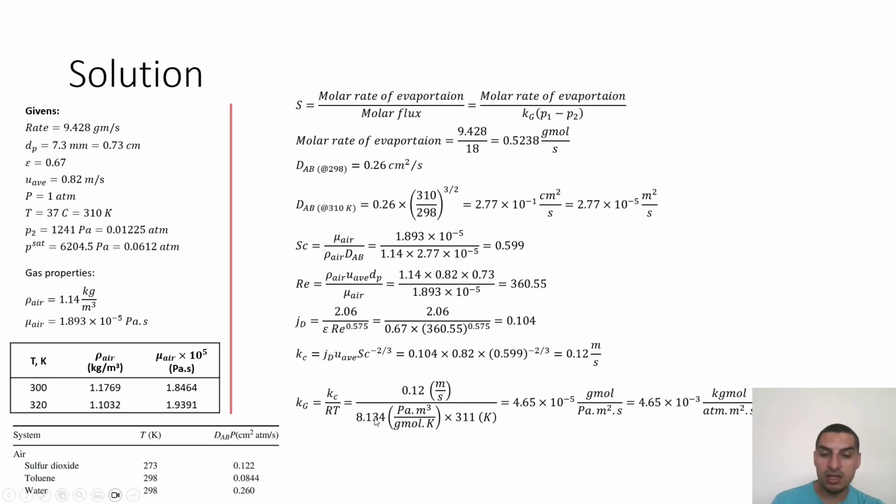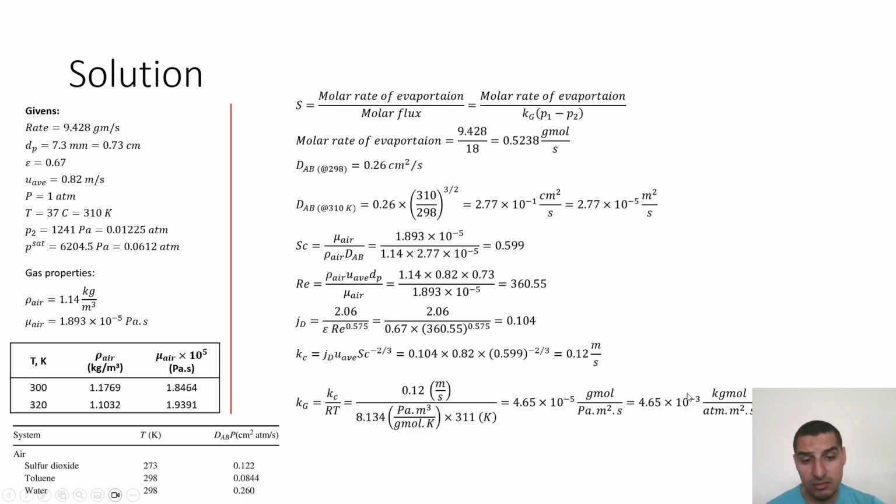So again, the units are important. I use R as 8.314. This is 314, it's not 134. I'll fix this. So it's 8.314 Pascal meter cubes per gram mole Kelvin. So this is meters per second. So the product would be gram moles per Pascal meter square second. Or if you want to use the units of kilomole and atmosphere, it's going to be like this.